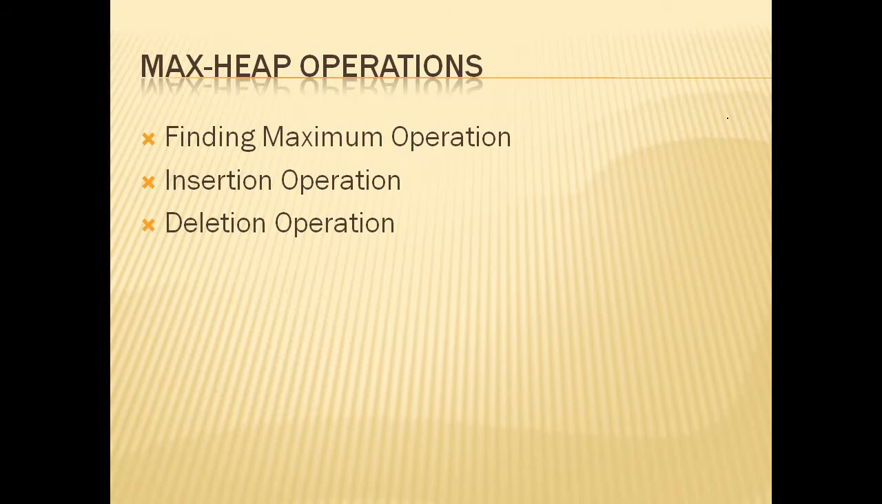So the max heap operations are the find-maximum operation, insertion operation, and deletion operation. Finding the maximum is simple. The root element is always the maximum element. So displaying the root element itself is okay.